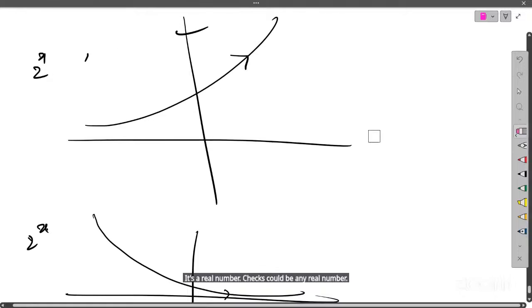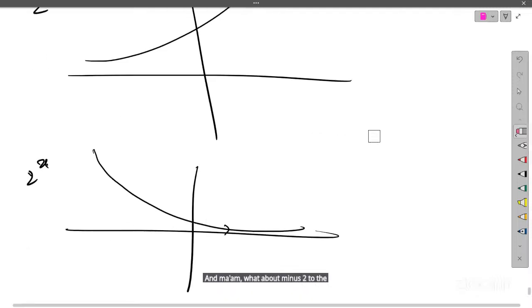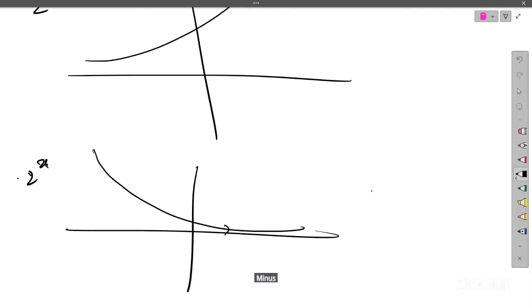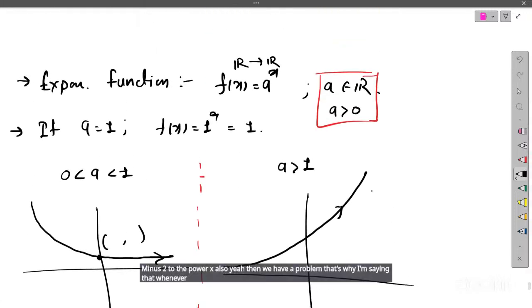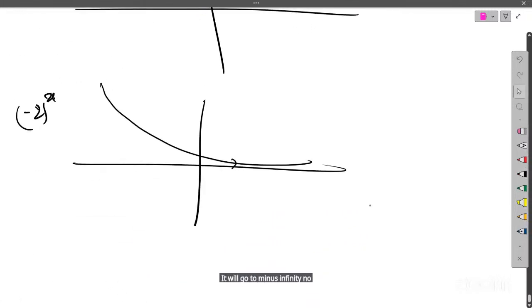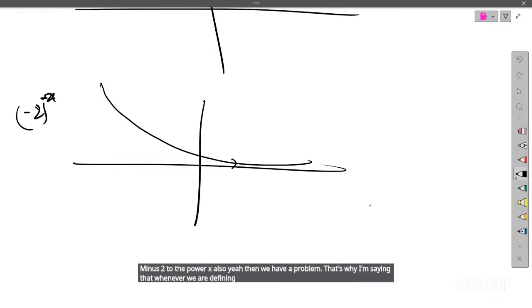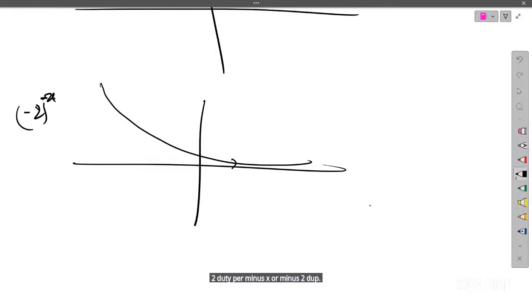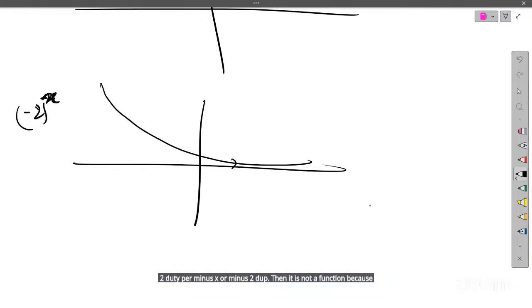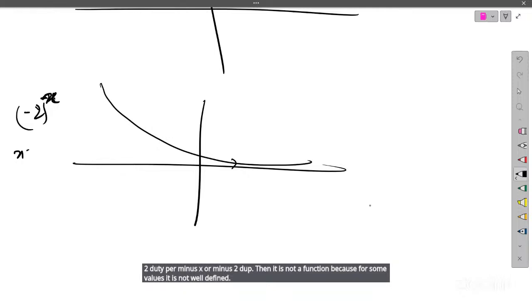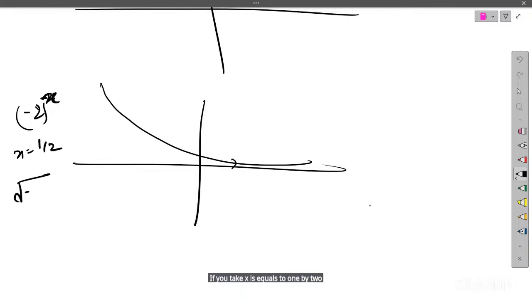And ma'am, what about minus 2 to the power x? Minus 2 to the power x, then we have a problem. That's why I'm saying it is not a power function, because for some values it is not well defined. If you take x equal to 1 by 2, then the square root of minus 2 is not a real number, right?